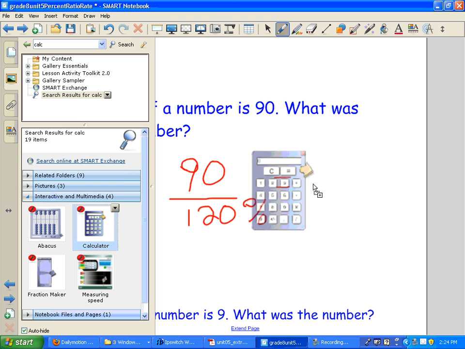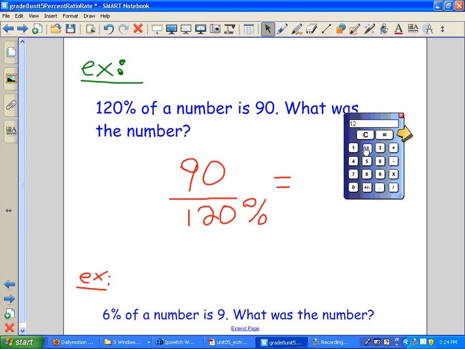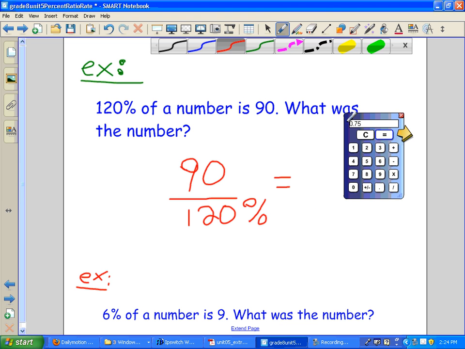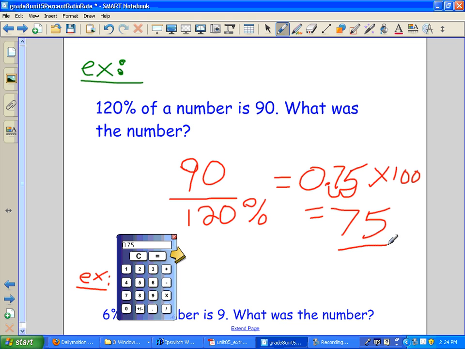And if I go back to my calculator, 90 divided by 120 equals 0.75. And remember, that is 0.75 per 1%. So to get 100%, you then times it by 100. And it's just the same as shifting your decimal 2 places to the right. So my final answer is 75. So my number is 75, my original number.